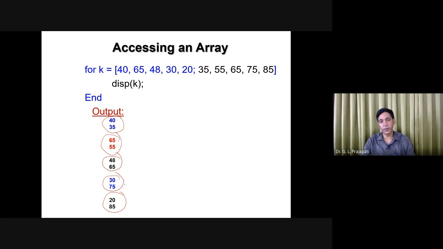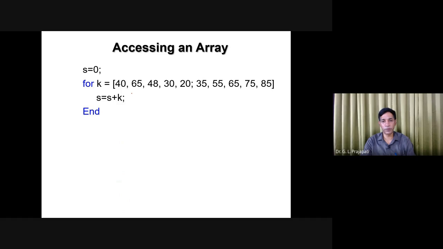Now if you wish, you can also perform some operation. So you can say s is equal to 0 and s is equal to s plus k. What is the answer for this? What will be the output? Can you compute? How can you compute? First time s is 0, and k is equal to what? The first column value.